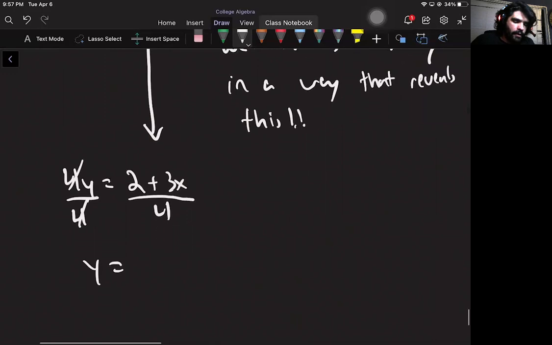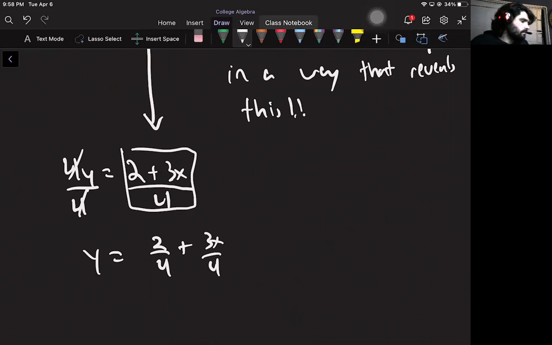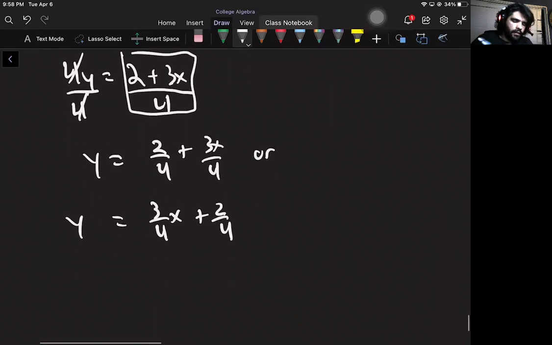But now on the right-hand side, I can split this fraction up as 2 over 4 plus 3x over 4, if you like. Either way is fine. People like to write the stuff with x in front usually, so maybe they might write it as 3 over 4x plus 2 over 4 instead. But the point is, I can get y alone, and I can reduce fractions as well if I like. So 2 over 4 is 1/2. That's fine too.